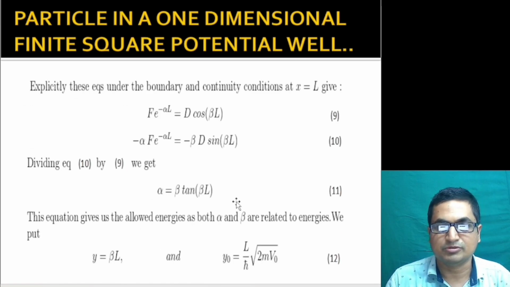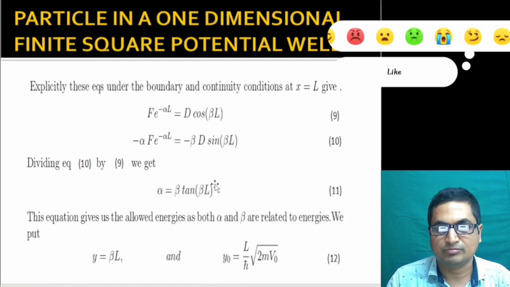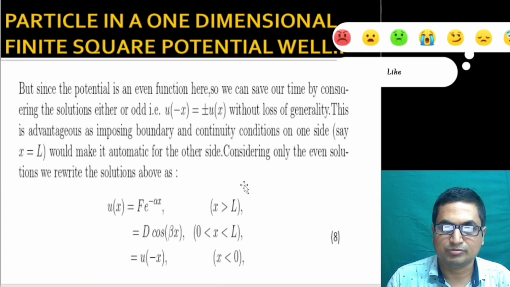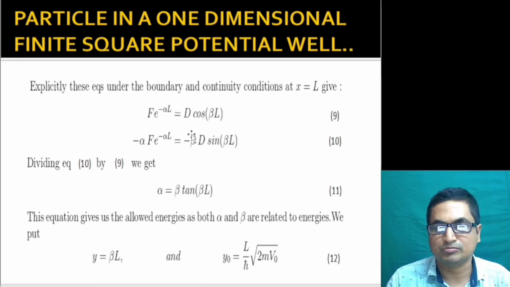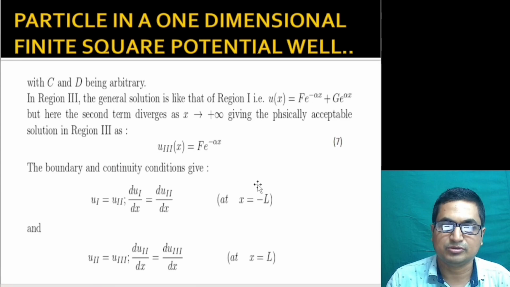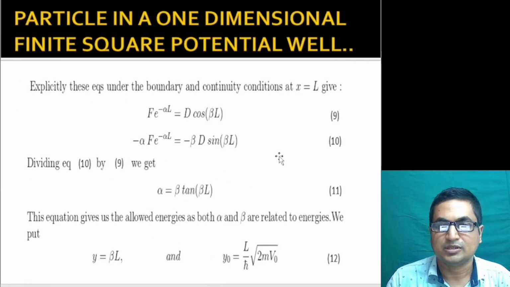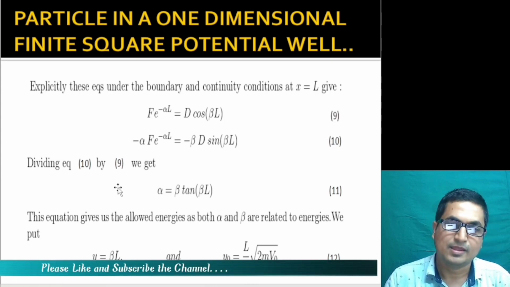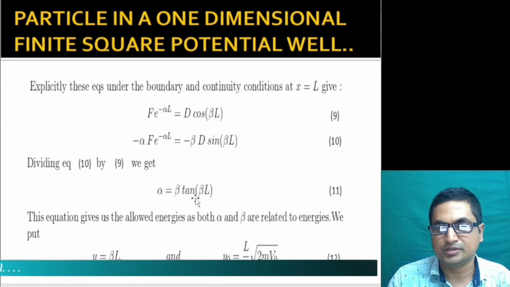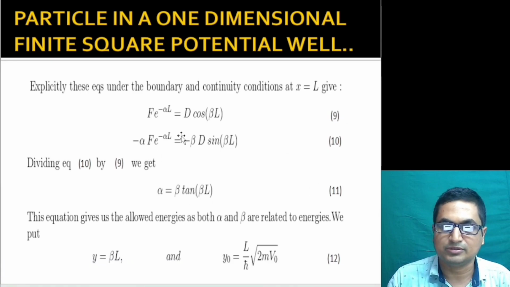Now the boundary conditions at the point x equal to L give us, from equation 8, these two conditions: F e to the power minus alpha L equal to D cos beta L, and minus alpha F e to the power minus alpha L equal to minus beta D sin beta L. The first condition is equation 9, the second is equation 10, and dividing 10 by 9 we get alpha equal to beta tan beta L. This is very simple: we just divide, the minus signs cancel, and ultimately we have beta tan beta L for alpha.